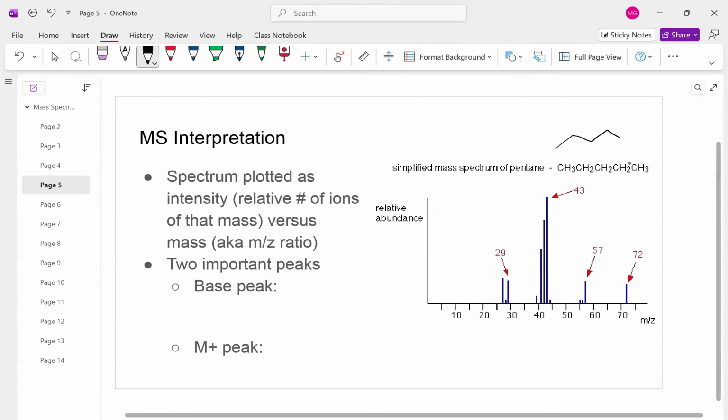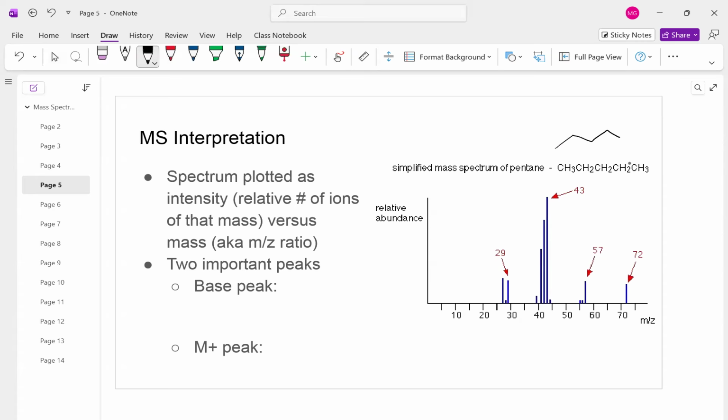The way that these spectra are plotted is you have intensity or relative abundance on the y-axis. This is a relative measure of the prevalence of that particular ion. The higher it is, the more of that ion is present. And it's plotted on the x-axis versus mass. So this m over z is mass over charge, and the charge is usually 1. That's why we just refer to the x-axis as the mass of that particular fragment.